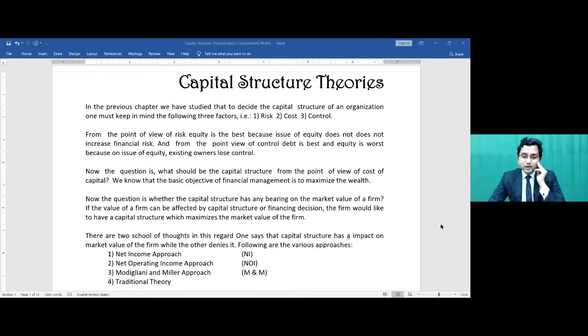But the other thing you need to consider is control. If you issue too many equity shares, then these new people will also have the right to vote. They will become partners in decision making in the company, and that can influence your long-term plans. So from the point of view of control, debt is the best source because debenture holders do not have the right to vote. If I raise some amount by issuing equity and some by issuing debt, that way my control and risk both will be balanced.